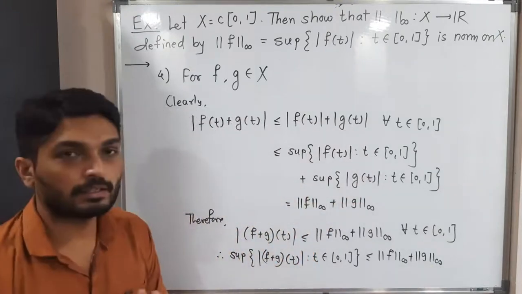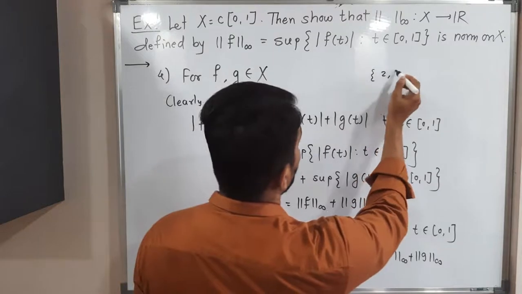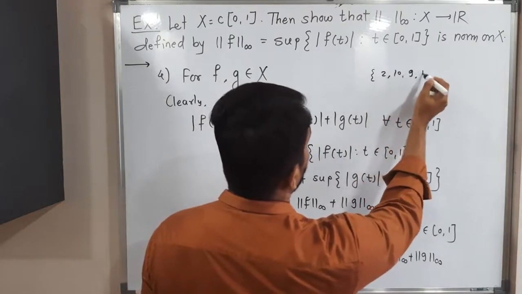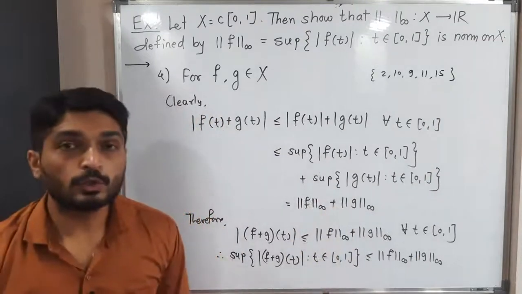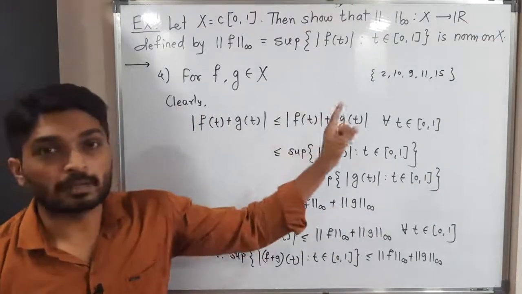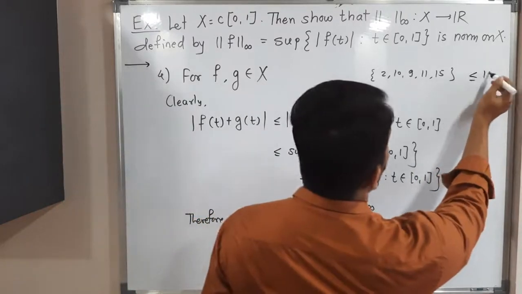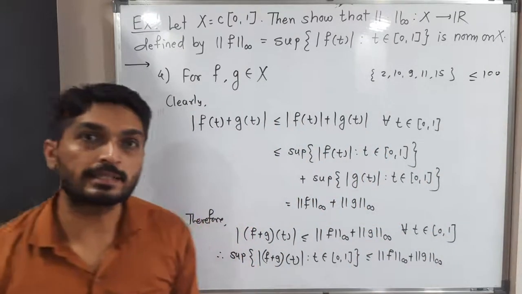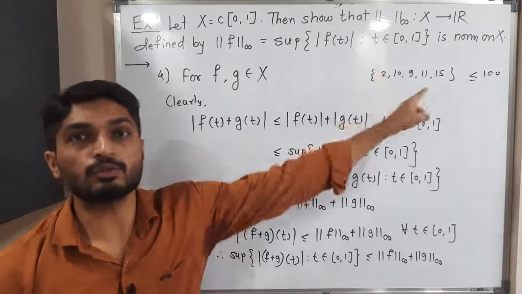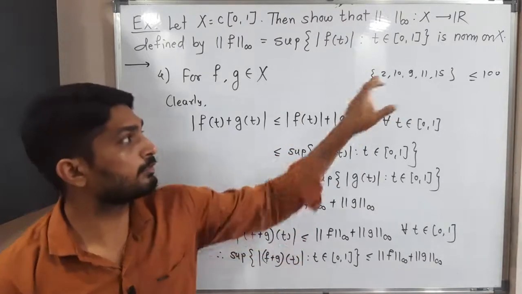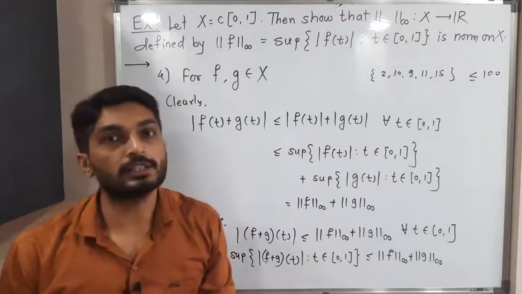Okay, so I will give you one example. Suppose we have a few numbers: 2, 10, 9, 11, 15 and so on, some numbers we have. So each number of them, what I'm saying, is less than or equal to 100. Agree with me? Each number is less than or equal to 100. Then we can say their supremum is also less than or equal to 100. What will be their supremum? 15. 15 is also less than or equal to 100. Same logic I applied here.